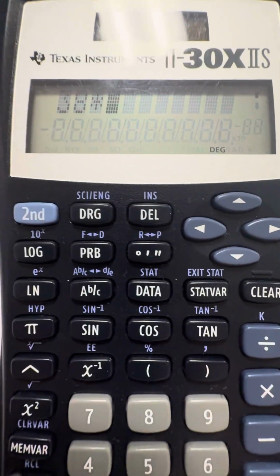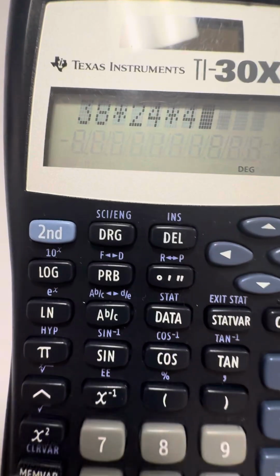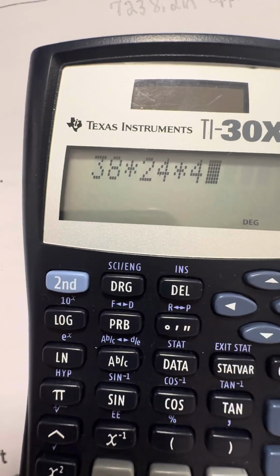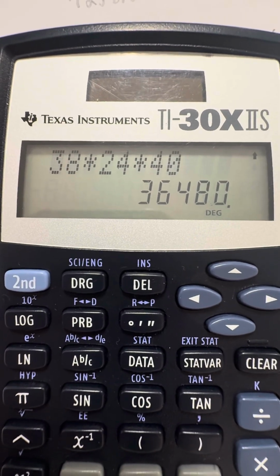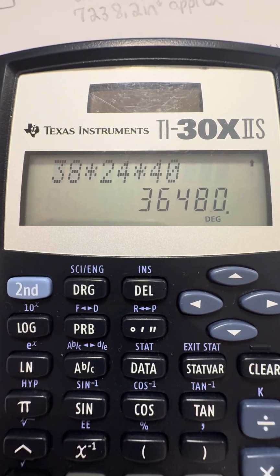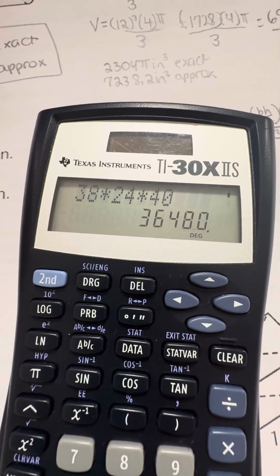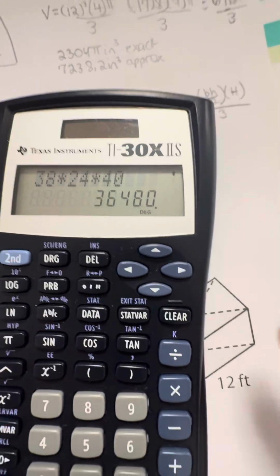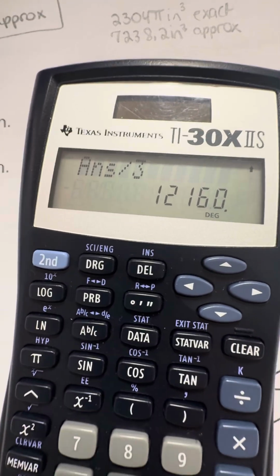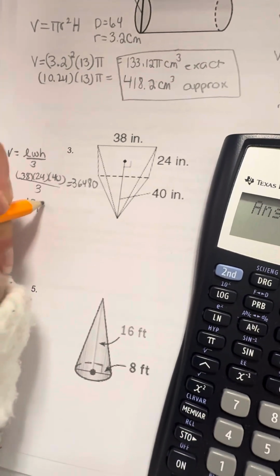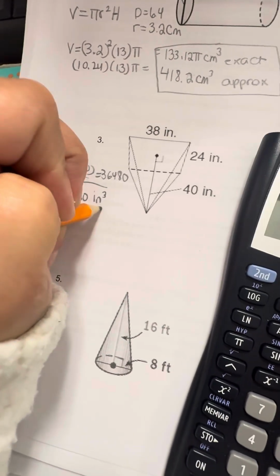38 times 24 times 40. There's all my answers. So we got 36,480. And then we're gonna take that answer, divide it by 3, and that would be my 1/3 of the volume of it. And that is 12,160. And so that is my volume in inches cubed for this pyramid.